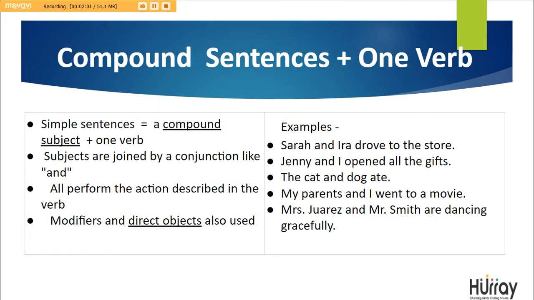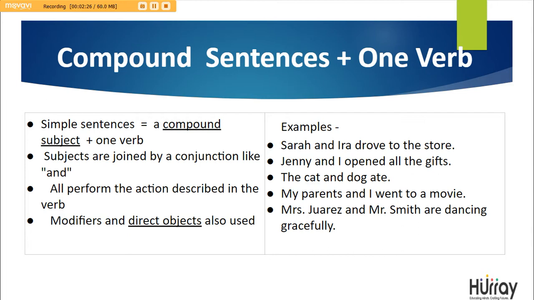Now let's take a look at compound sentences that go along with one verb. Now, what are these basically? They are simple sentences which consist of a compound subject as well as one verb. The subjects are joined by a conjunction like and. All perform the action described in the verb. Modifiers and direct objects are also used.